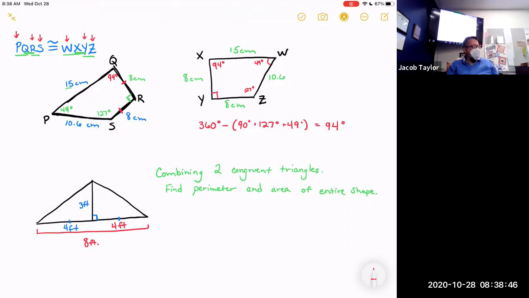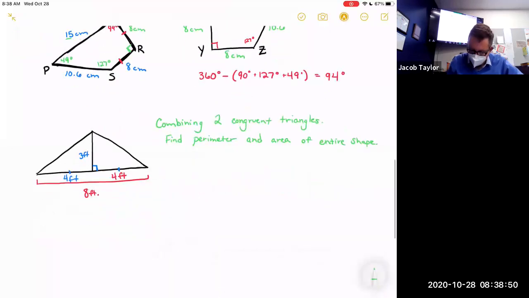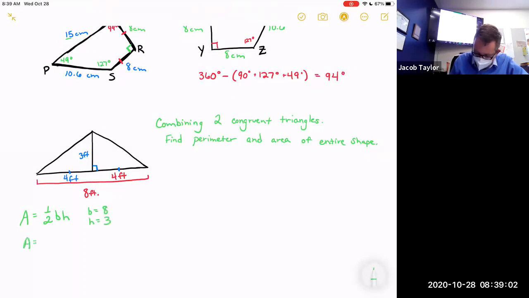I actually have enough to do the area right now, don't I? Because what's the formula for area of a triangle? 1/2 base times height. What's the base in this problem? 8, and the height is, well, that's going to be easy. Yep. 8 times 3 is 24, and half of that is 12. So the area is 12. What's the unit?